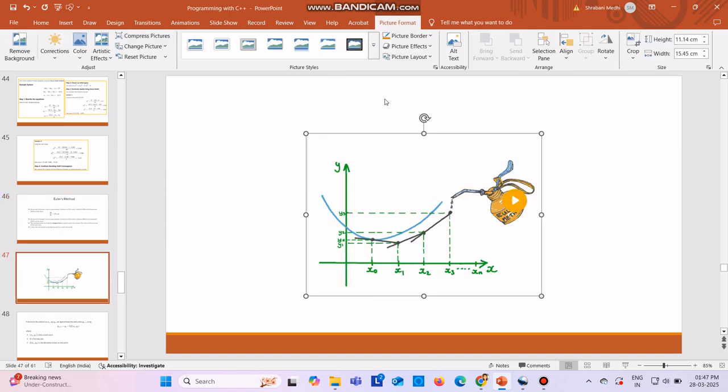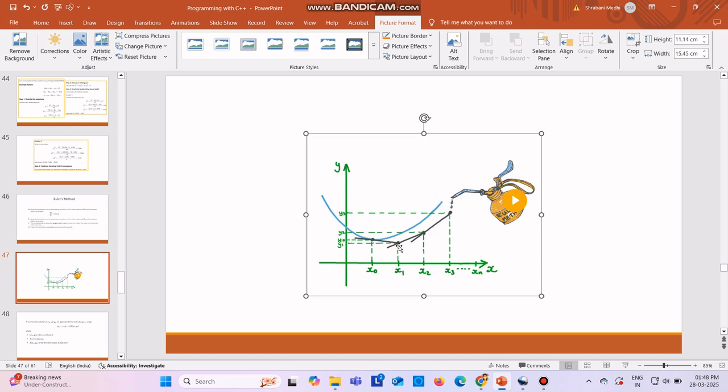Okay, so consider this graph. Suppose this is our function f of x, y. We are at this point, x naught, which is the initial condition given. So when x naught is this one, y naught is this one. We need to know the value of y1. So we will draw a tangent at this point and try to predict the next point by using Euler's formula, which resembles the straight line formula. That way we will come to know the value of y1.